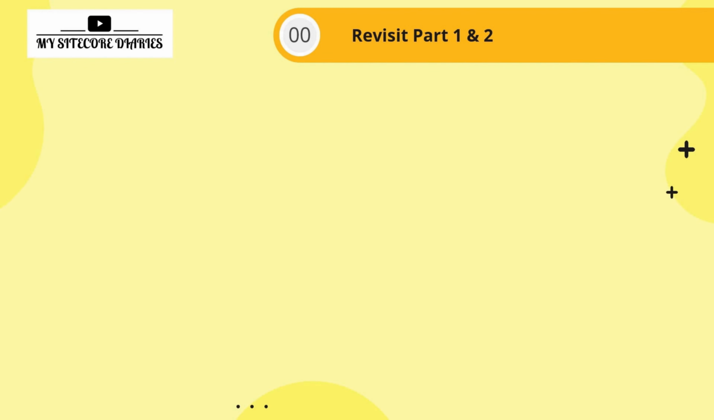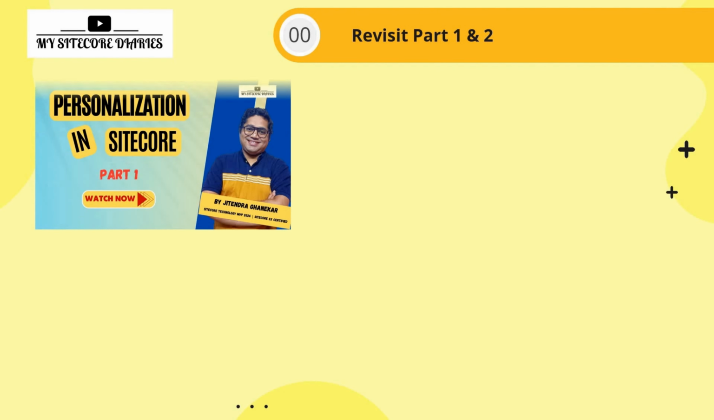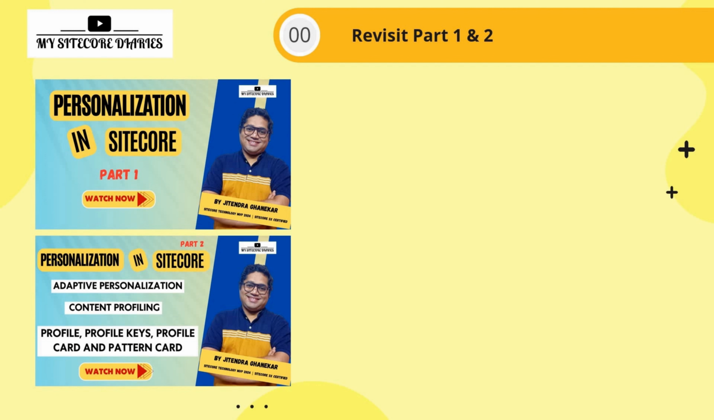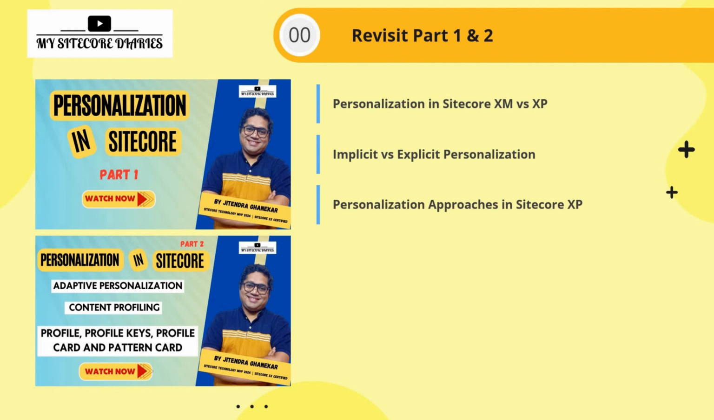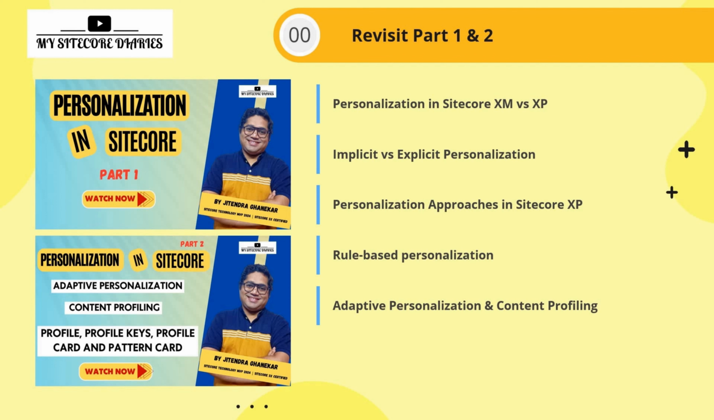Before starting today's topic, let us see what we have seen in the last two parts of this video series. The first part was personalization in Sitecore part 1, and the second part was personalization in Sitecore, where we have seen the difference between personalization in Sitecore XM and XP, then the difference between implicit personalization and explicit personalization. Then we have seen the different personalization approaches in Sitecore XP. In that we have gone into detail where we have seen rule-based personalization. Then we have seen adaptive personalization and content profiling, and then profile keys, profiles, and pattern cards.